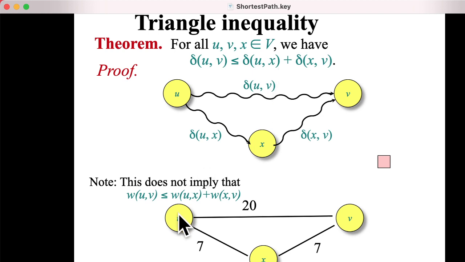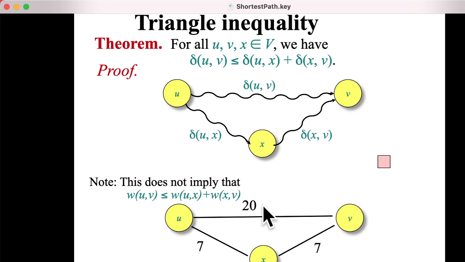And just note that this triangle inequality, delta, is the length of the shortest path. It definitely doesn't mean that if I just look at the edges that directly connect U to V, U to X, and X to V, the weights of each individual edge could be anything you want. So it does not imply that the weight of this edge must be smaller than the sum of the weights of these two edges.